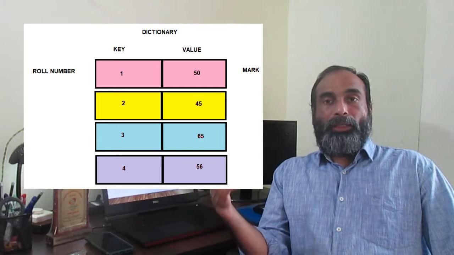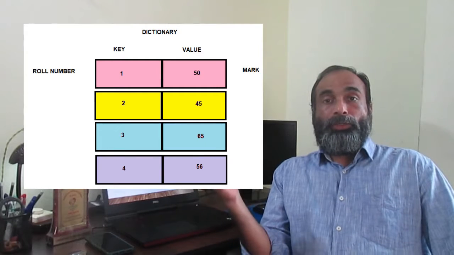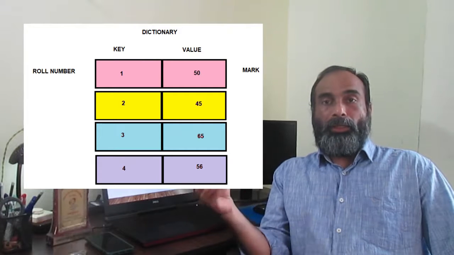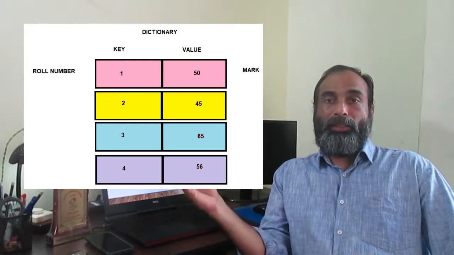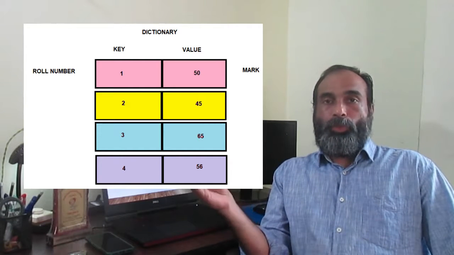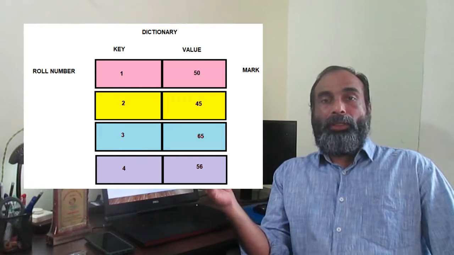So what is a dictionary? A dictionary is a collection of key value pairs. When you enter an element to a dictionary, you have to give that as a key and value pair. To understand the concept of dictionary, just think about our ordinary English dictionary.